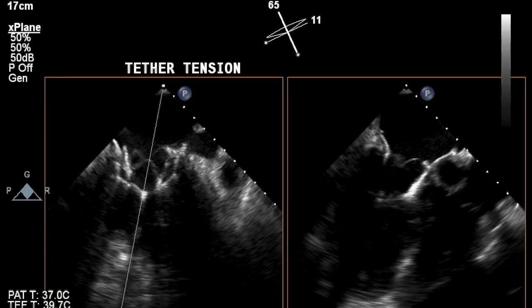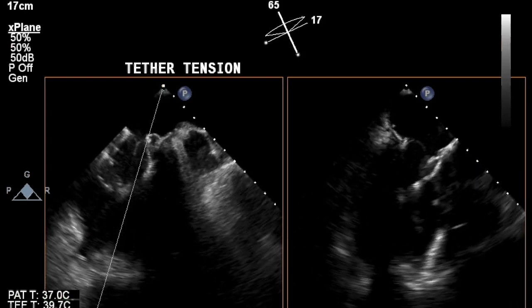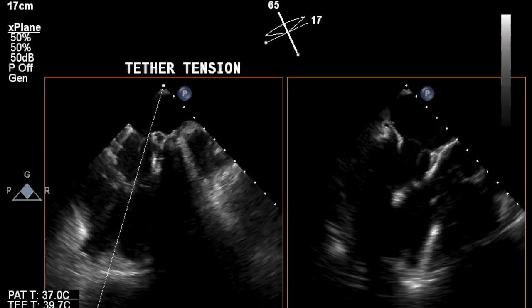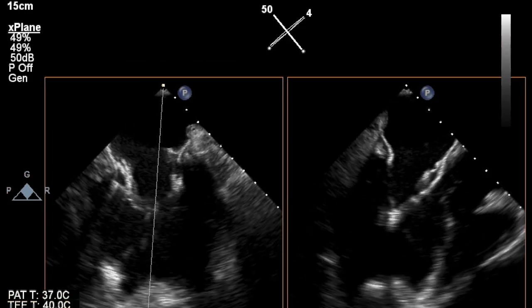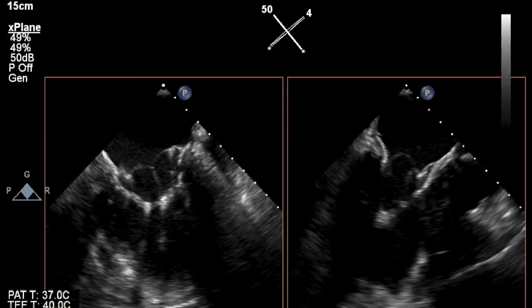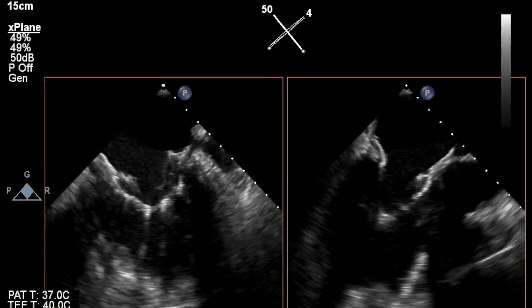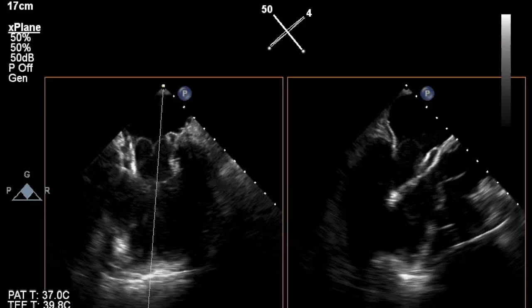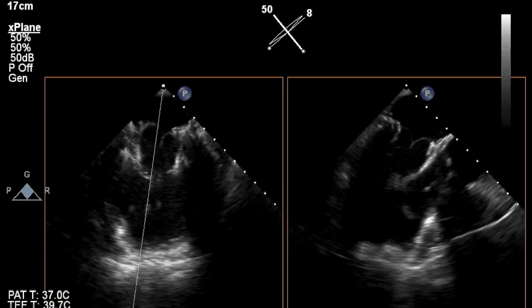Color Doppler is used to make sure that there is no significant paravalvular leak. Then a tether tension is maintained through a small string all the way to the apex, and the tether is then attached to the apex of the LV. During this time, it is made sure that the valve is not changing position or moving.